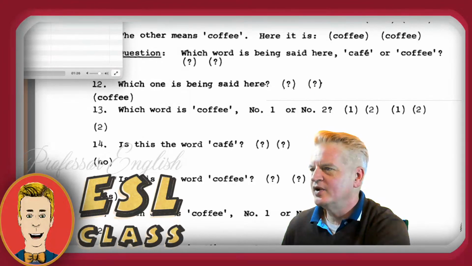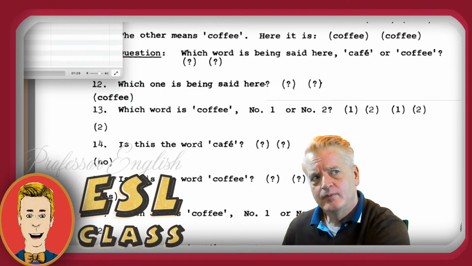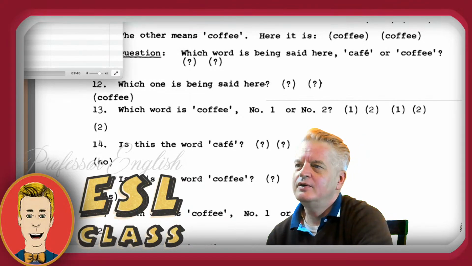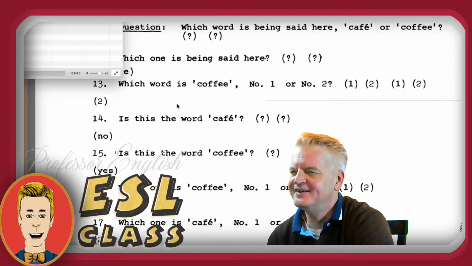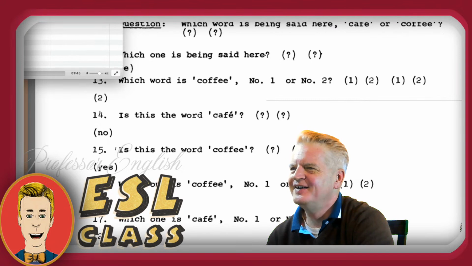13. Which word is coffee? Number 1 or number 2? 1. Coffee, 2. coffee. Oh, it's number 2. 14. Coffee, coffee. Which word is this? Which is the word cafe? Is this the word cafe?